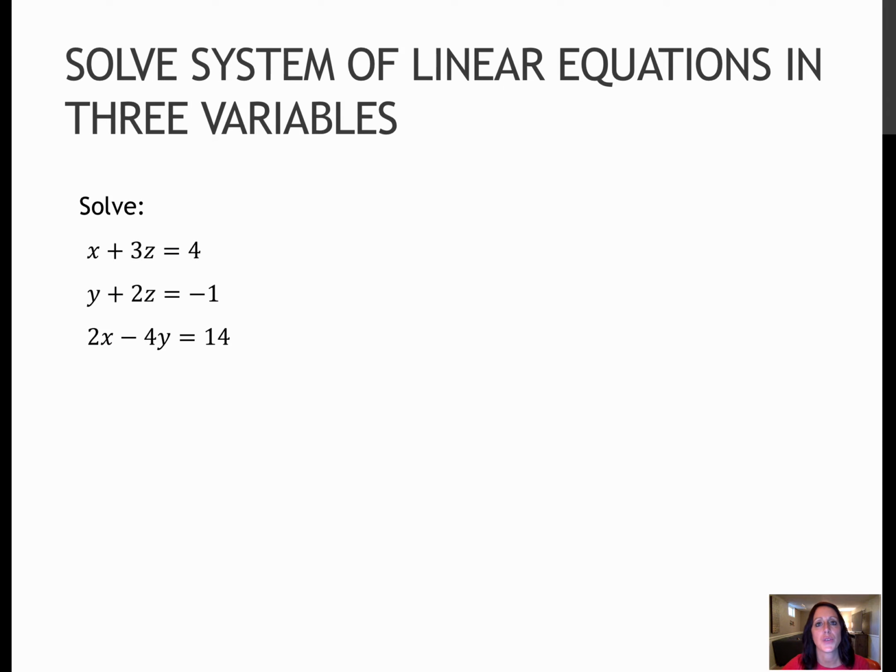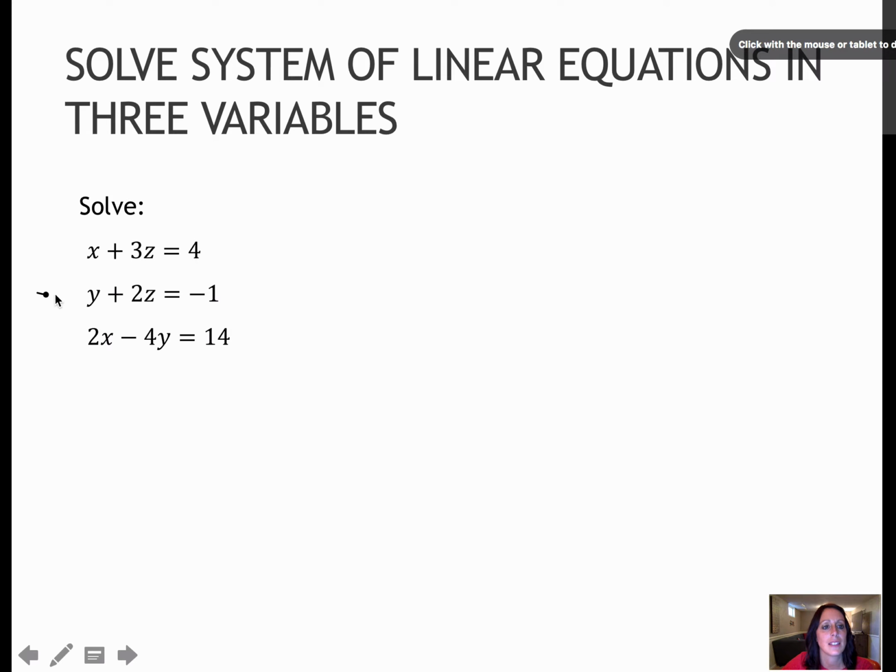Here's another question for us to try together, and I wanted to do one of these because if you'll notice, this one has just 2 variables, this one has 2 variables, and this one has 2 variables. It might be easier if you need to rewrite it as, x plus 0y plus 3z, etc. The easiest thing to do is to decide which variable am I going to eliminate.